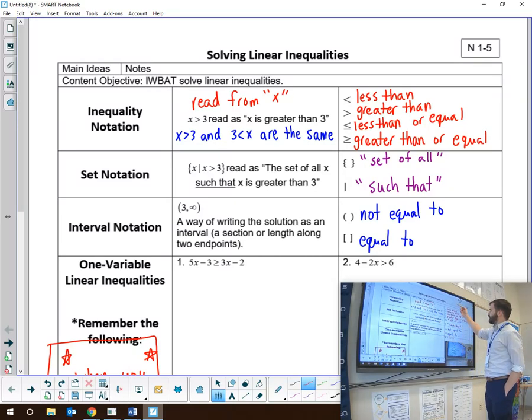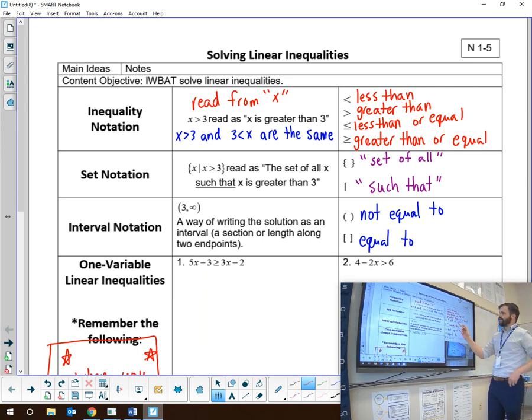Inequality notation, we have our less than, greater than, less than or equal to, and greater than or equal to. But I just wanted to make a quick note here. X is greater than 3 reads as x is greater than 3. But I just want to remind you, it's always good to read from what your x value is. X is greater than 3 and 3 is less than x are the same. And it makes sense if we always just look at what x is. X is bigger than 3. That kind of helps us keep things organized.